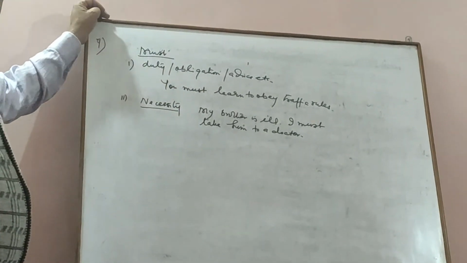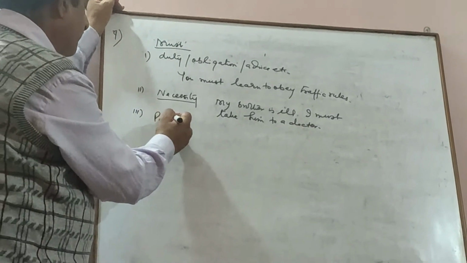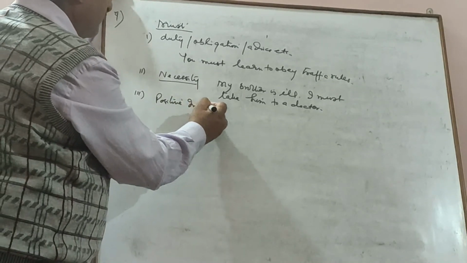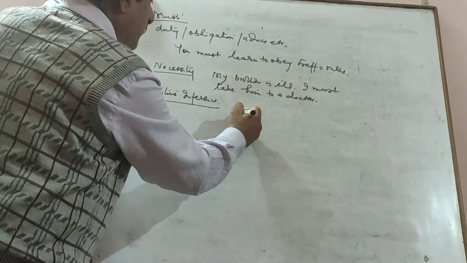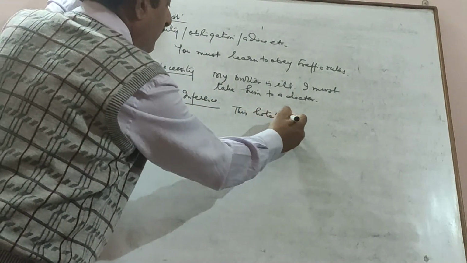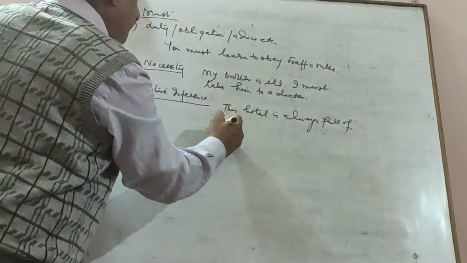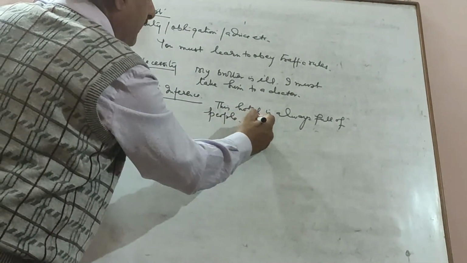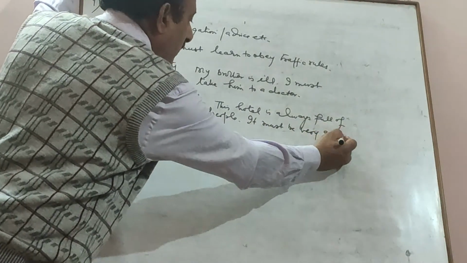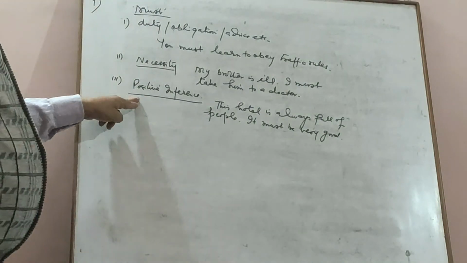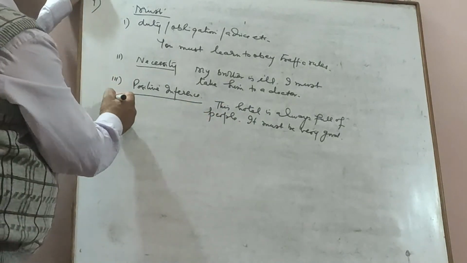Another example is it is getting dark. I must go now. The third use of must is positive inference. For example, this hotel is always full of people. And what do we infer? It must be very good. So the opposite of must, so far as positive inference is concerned, is cannot, not must not.